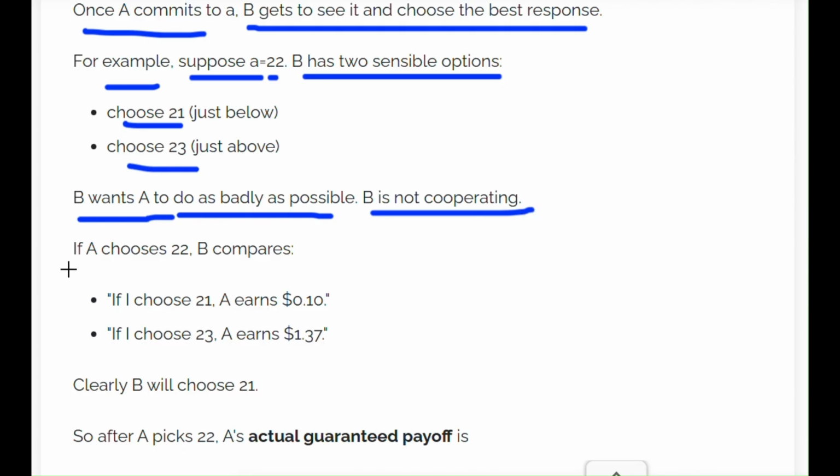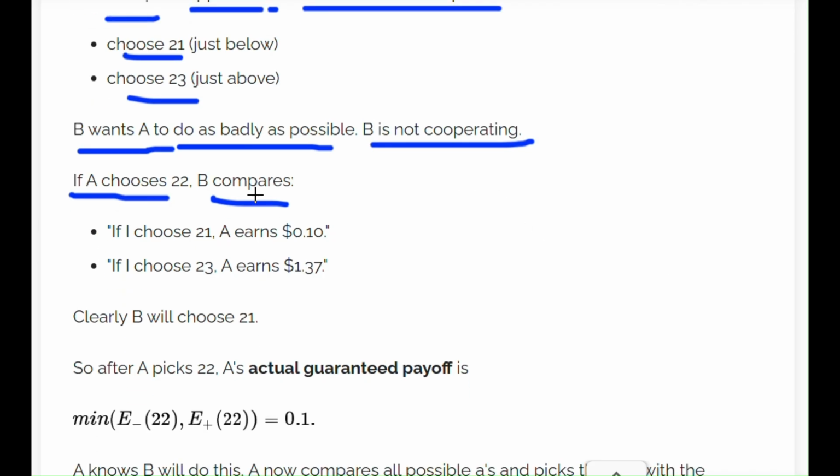B is not cooperating. If A chooses 22, B will calculate the expected payoff, as we calculated in the previous step, and B will realize that if I choose 21, A will earn $0.1, and if I choose 23, A will earn $1.37.